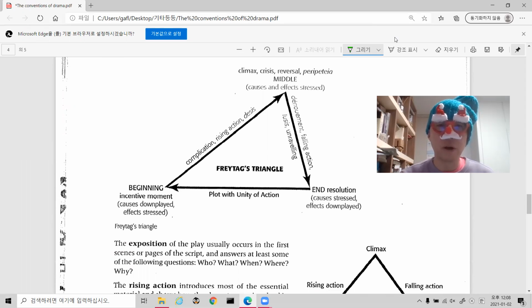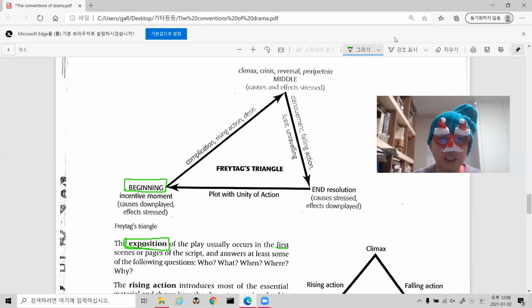We have a beginning part, a middle part and an end part. The exposition of the play usually occurs in the first scene or pages of the script and answers at least some of the following questions: who, what, when, where, and why. So we have an exposition stage, which is the beginning phase, and it occurs in the first scene.